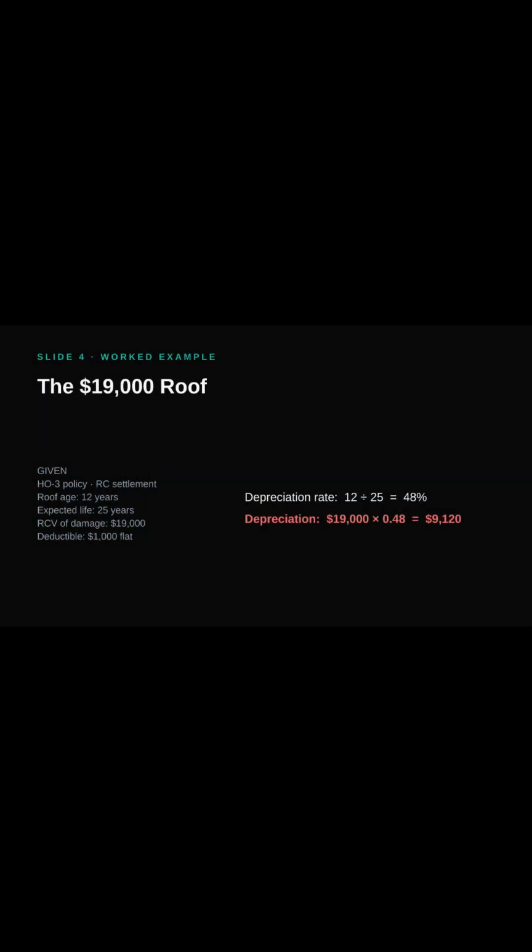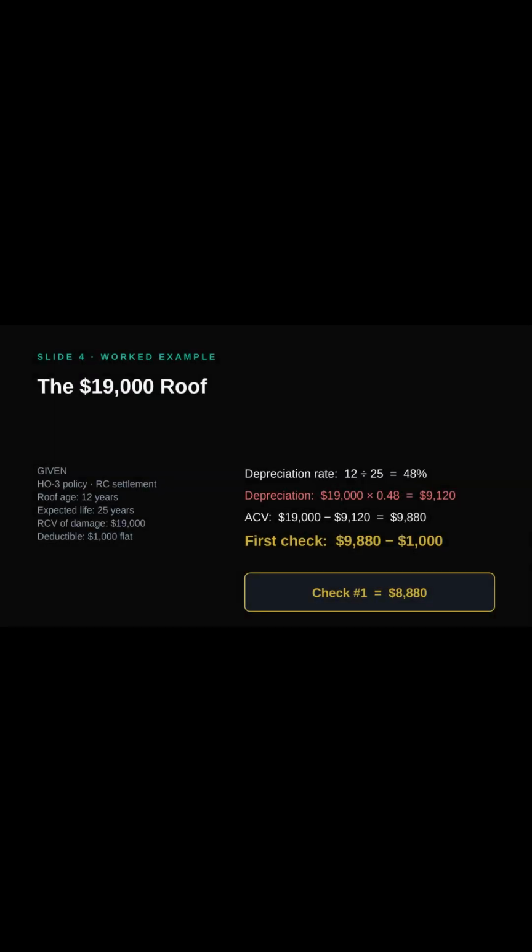48% of $19,000 is $9,120. Step 2. ACV. 19,000 minus 9,120 gives us $9,880. Step 3. The first check. ACV minus the deductible, $9,880 minus $1,000, is $8,880. That's what arrives after the initial settlement.